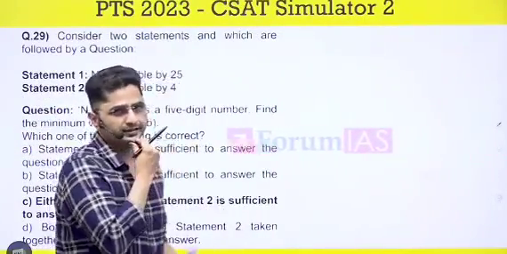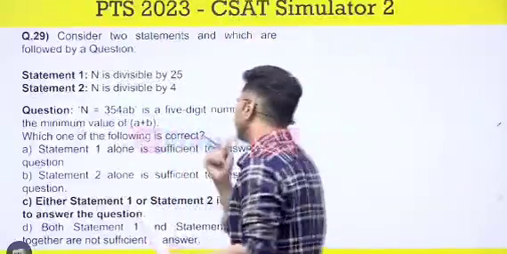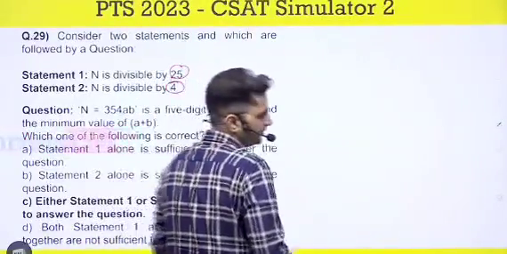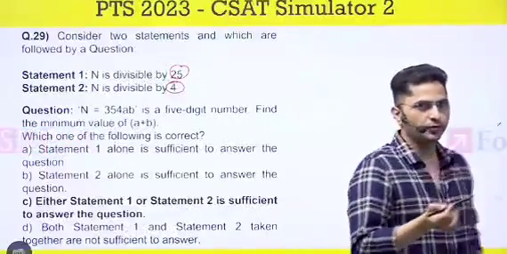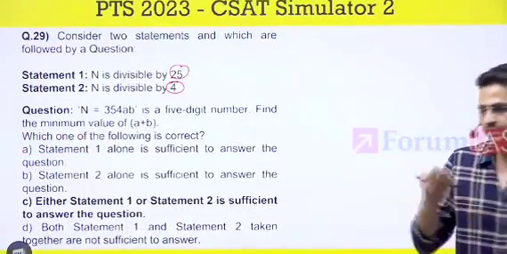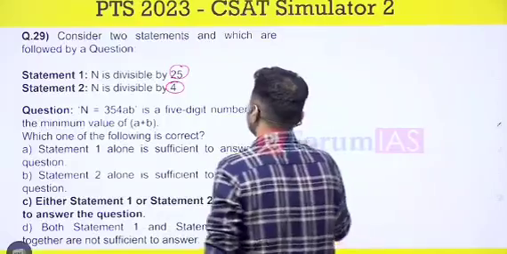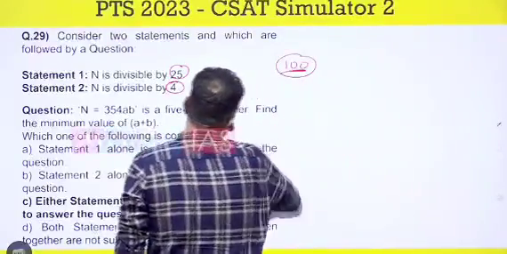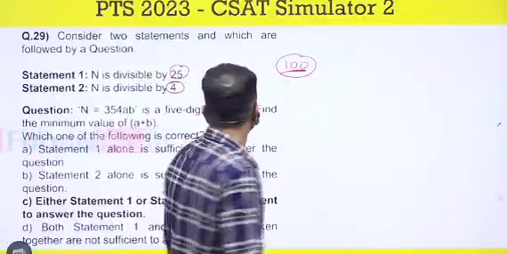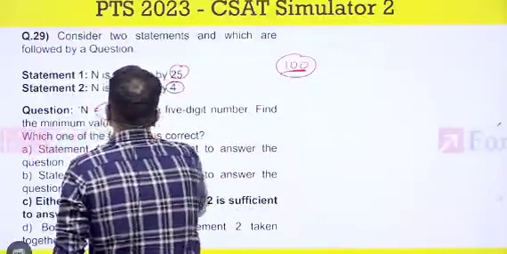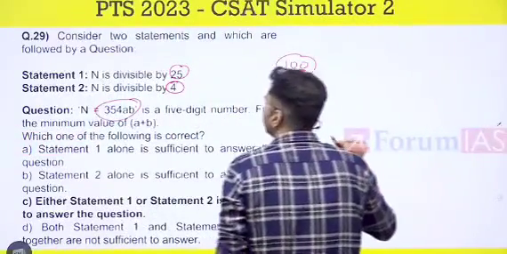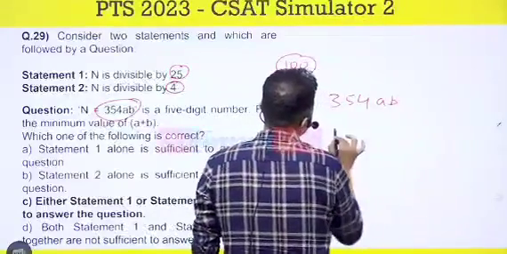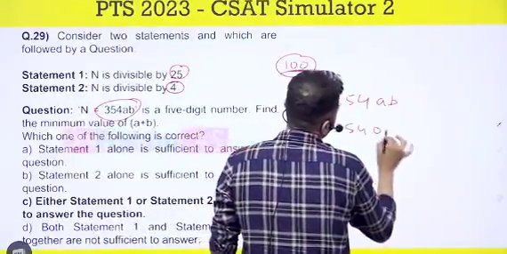I found the options a bit tricky and confusing here. Let's see. It says the number should be divisible by 4 and 25. 5 and 4 happen to be co-prime, so there cannot be any common factor between them. That means the number should be divisible by 100, so it should end with 00. Now let's see. The number that we have is 354AB, right? So the solution for this would be 00.